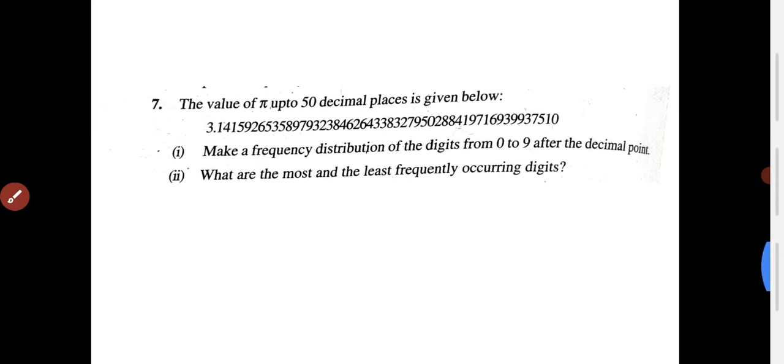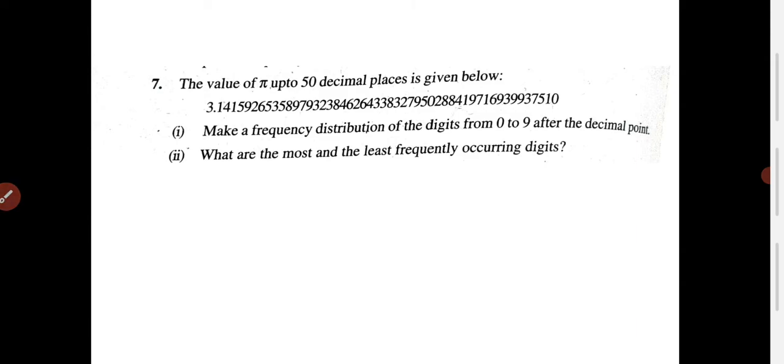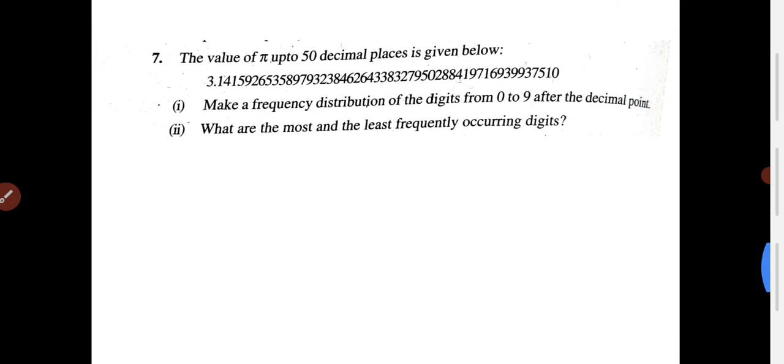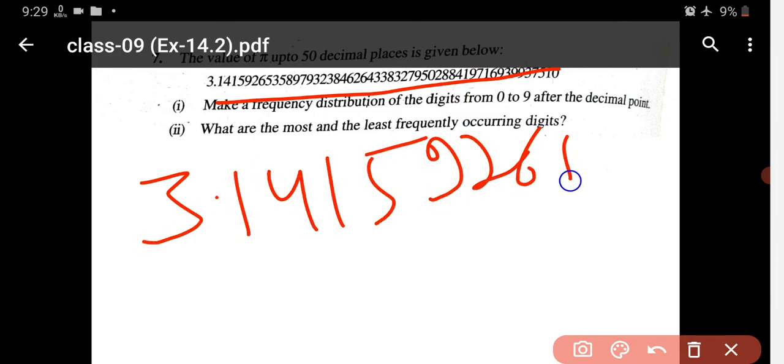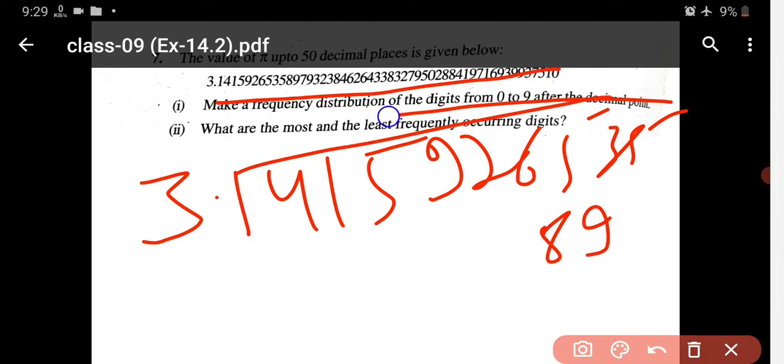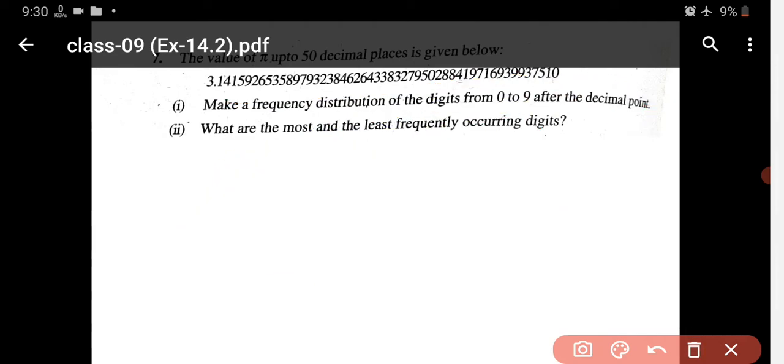Now come to question number 7. In question number 7, the value of pi up to 50 decimal places is given below. Okay, pi is there. After the decimal there are 50 places. That is 3.1415926535889, like that. So after the decimal, how many digits are there? 50 digits are there after the decimal.